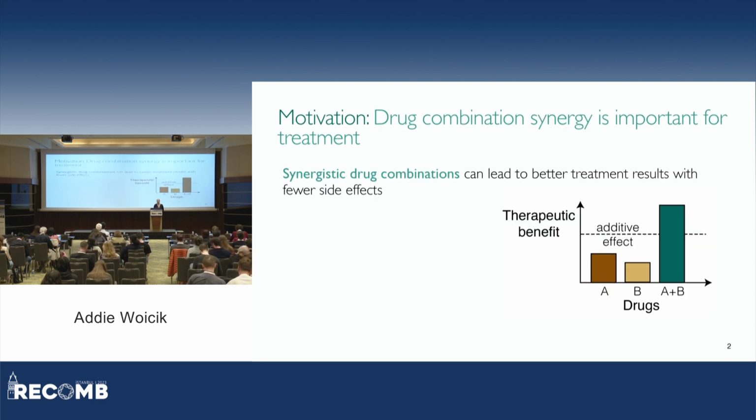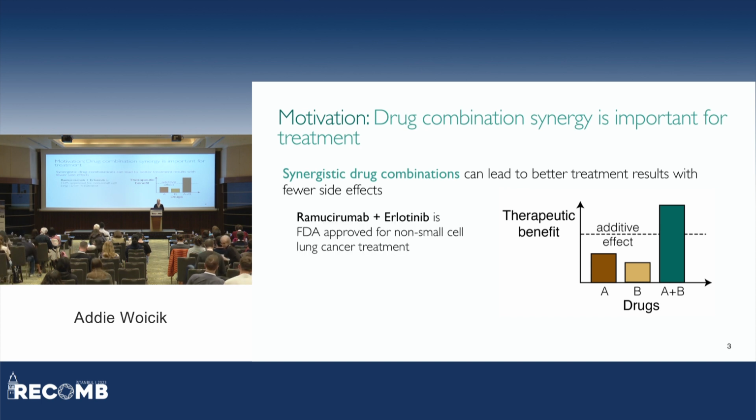So today I'll be talking about synergistic drug combinations, where the therapeutic effect of applying two drugs together is more than additive compared to applying them separately. And these combinations are really valuable clinically, because they can lead to better treatment results with fewer side effects, improving patient outcomes overall. For example, the drug ramucirumab taken in combination with erlotinib was shown to extend progression-free survival times in non-small cell lung cancer patients and was approved by the FDA in 2020. In addition to cancers, drug combination therapies have often been proven effective to treat other complex diseases, including HIV and Alzheimer's disease.